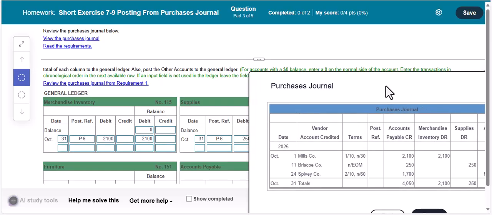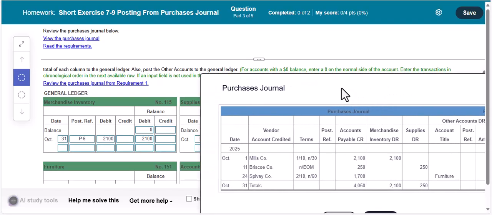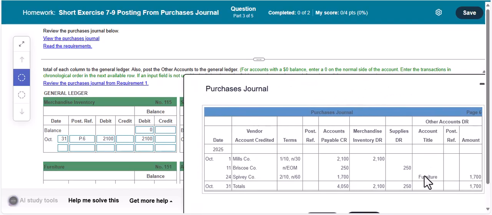So last but not least, we have this furniture account under the other accounts debits. And this is the part where students will make errors. It wouldn't be a huge earth-shaking error, but technically this $1,700 other accounts amount is not posted because it could be for multiple accounts. However, if we go up to the individual $1,700 amount for the furniture, it's a debit that does get posted. So we'll scroll to the furniture account.